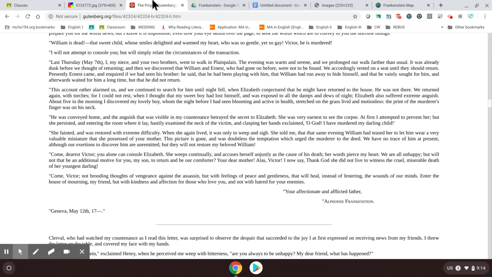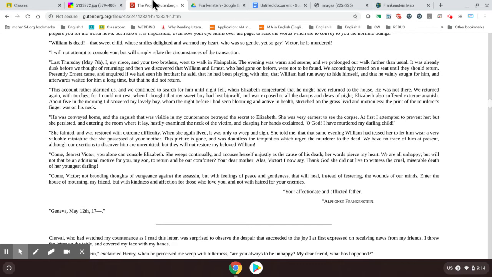and the dad quickly recounts a summary of what happened. A week ago, he was walking out with Victor's two brothers, Ernest and William. William is the younger of the two, along with Justine and Elizabeth. And at some point, they became separated. And when they came back during their walk to look for him, he was lying motionless in the grass, and he had been strangled.